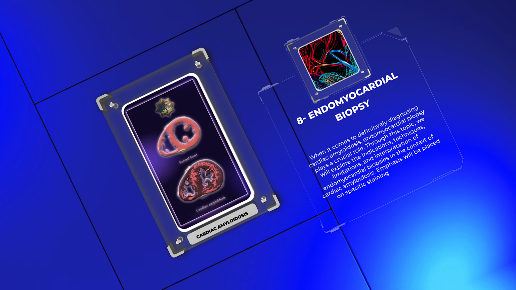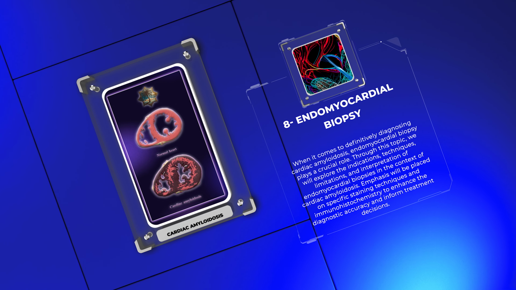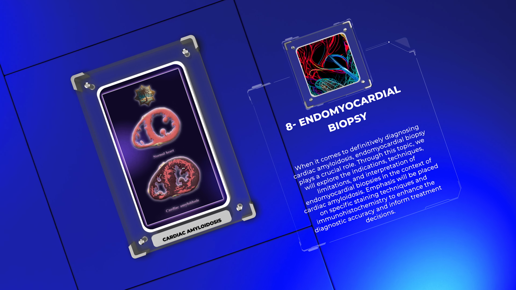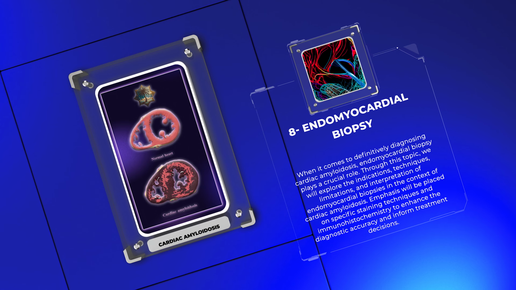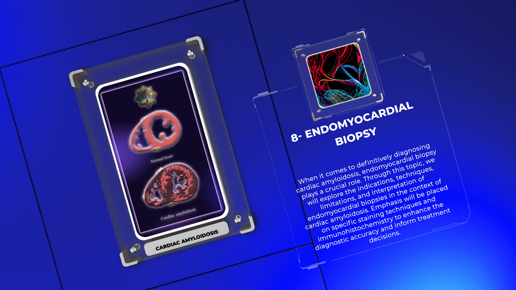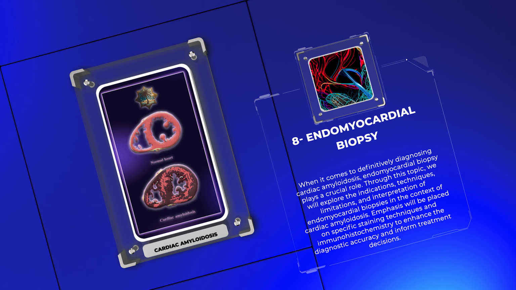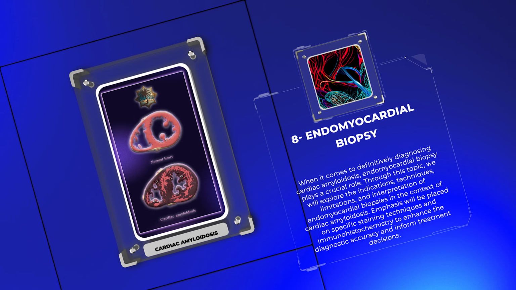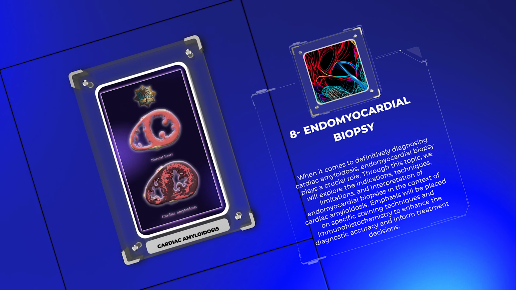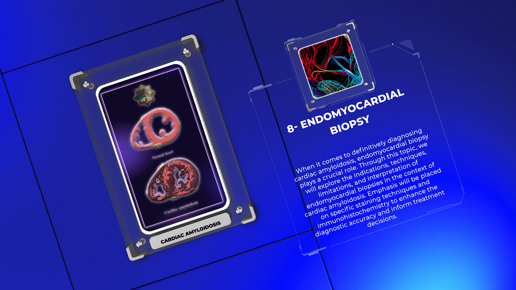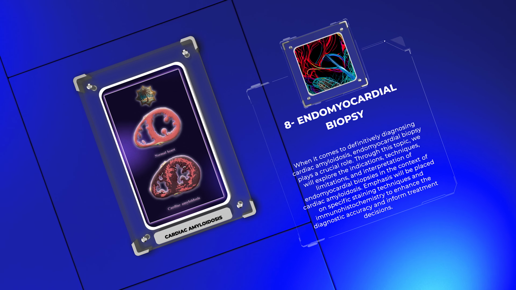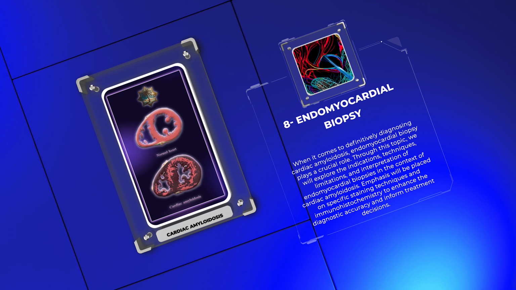When it comes to definitively diagnosing cardiac amyloidosis, endomyocardial biopsy plays a crucial role. Through this topic, we will explore the indications, techniques, limitations, and interpretation of endomyocardial biopsies in the context of cardiac amyloidosis. Emphasis will be placed on specific staining techniques and immunohistochemistry to enhance the diagnostic accuracy and inform treatment decisions.